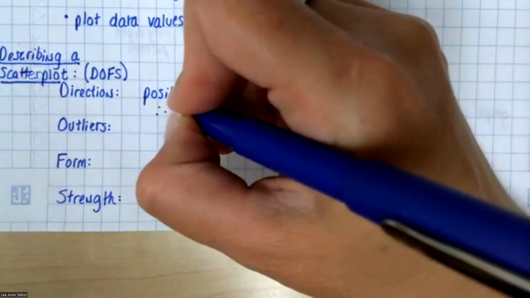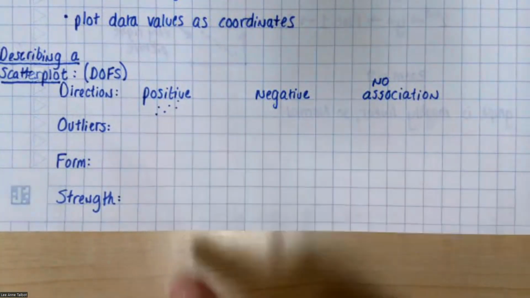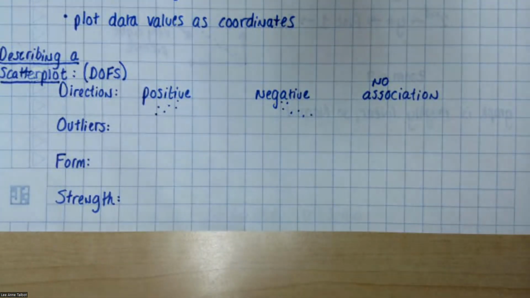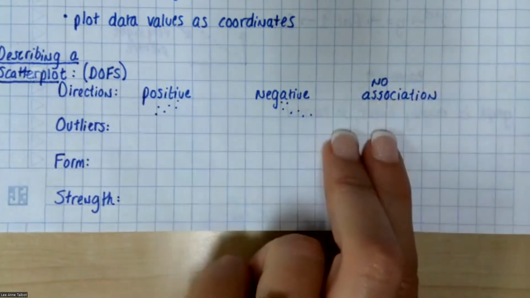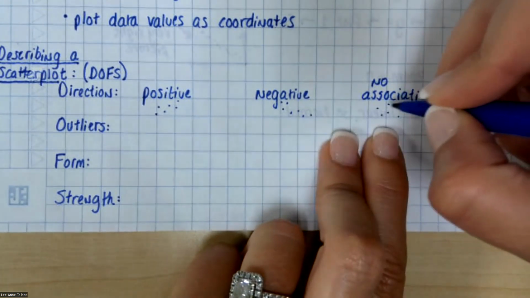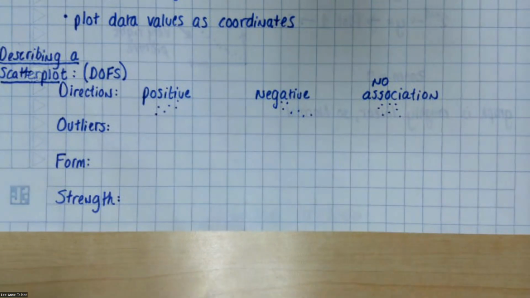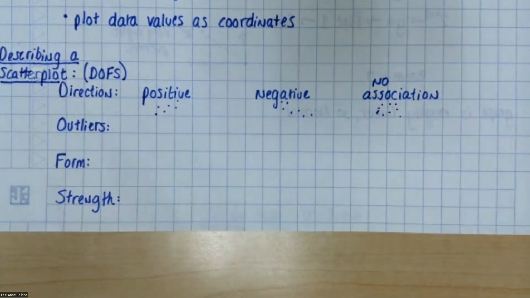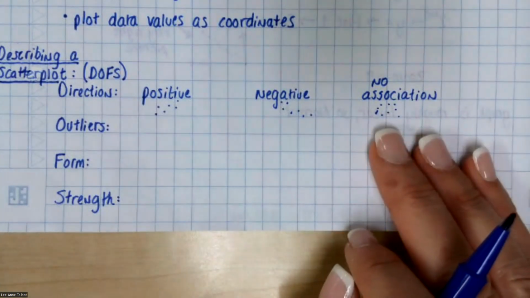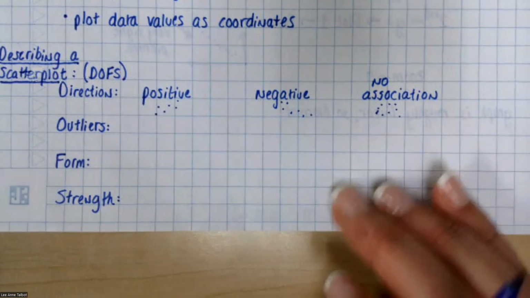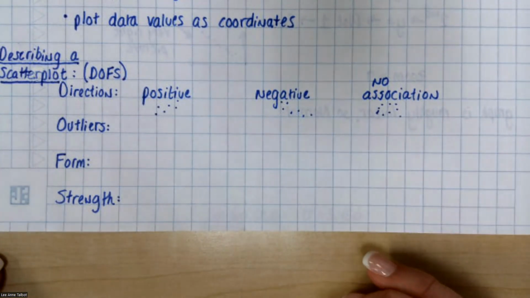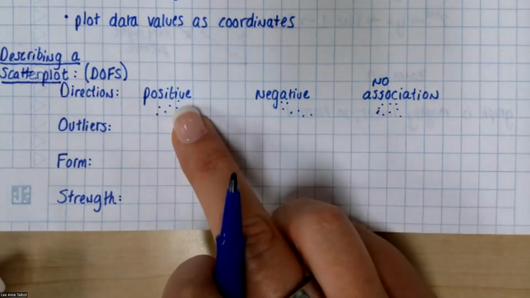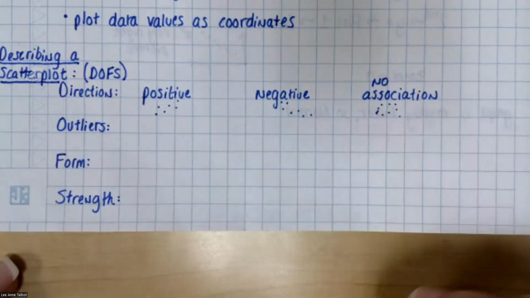So positive scatter plots go upward like this. Negative scatter plots go downward like that. And then no association, that's what I like to affectionately call baby spaghetti. Have you ever seen a baby eat spaghetti? They throw it everywhere. So if your dots look like they're just thrown everywhere, that's no association. Any questions about the direction? Uphill dots, downhill dots, or baby spaghetti?